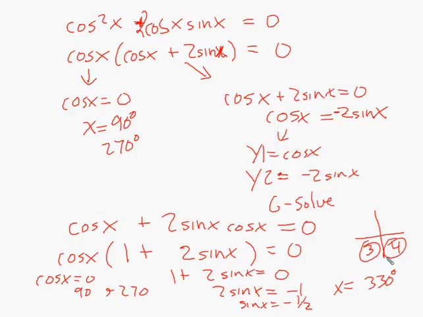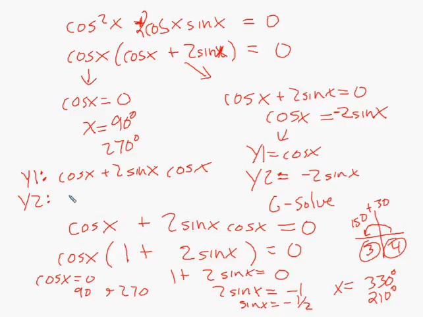What am I going to use for my reference angle? 30. So from here to here is 180. And then plus an additional 30 gives me 210. And again, if I wanted to check my answer, y1 would be cosine x plus 2 sine x cosine x. And y2 would be what? 0. And then I g-solve that. And I need to get 2 answers. So 90 and 270 is also 2 answers? Yep. These 2. So I have a total of 4 answers. So I should get 4 answers there.